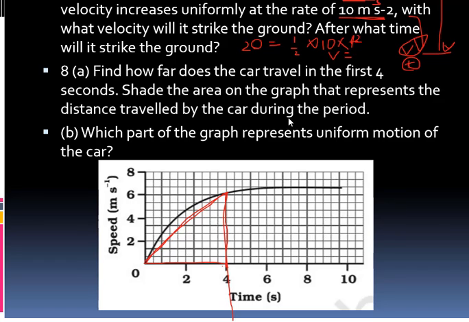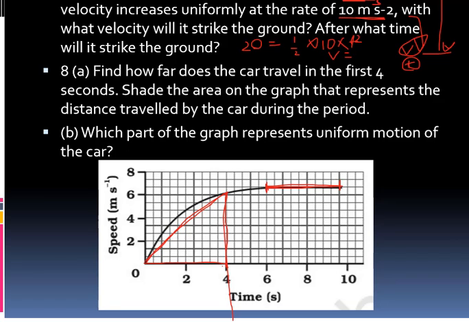The area on the graph represents the distance traveled by the car during the period. You need to find the area of the triangle. This part of the graph represents uniform motion of the car. See, in case of uniform motion, speed has to be constant. As you can see, from 6 second to 10 second, this is a straight line. So this is the answer. From 6 second to 10 second, this is uniform motion of the car.